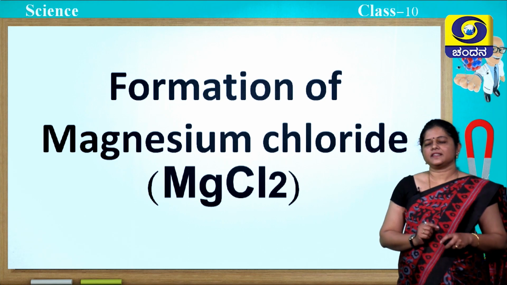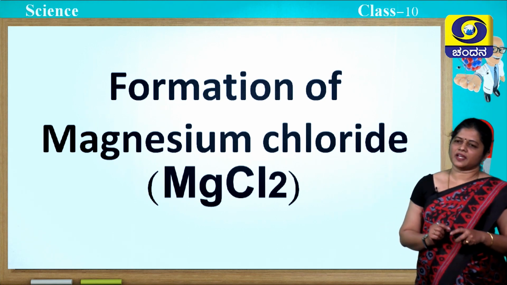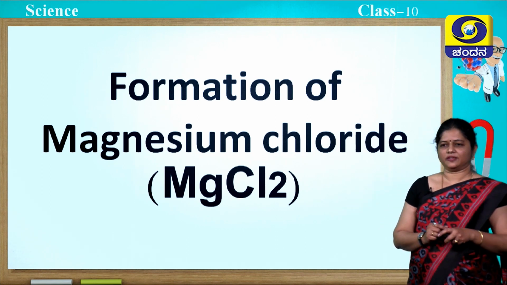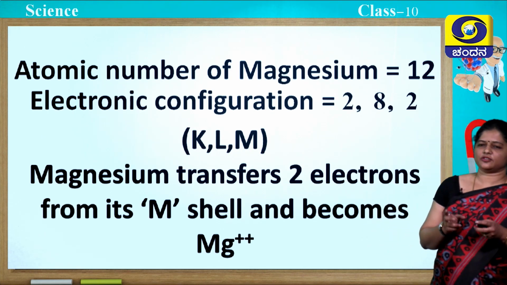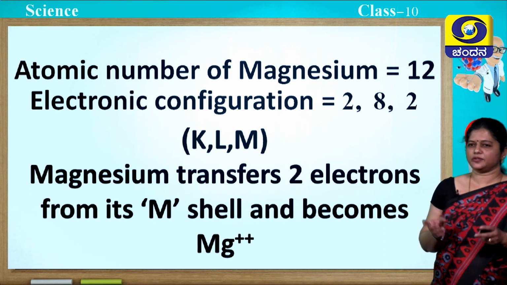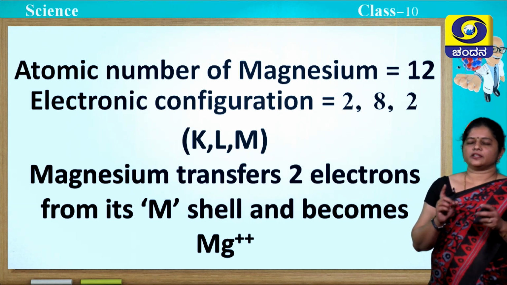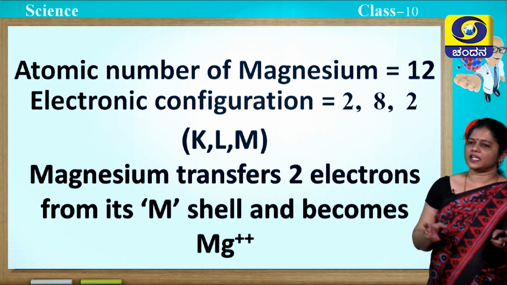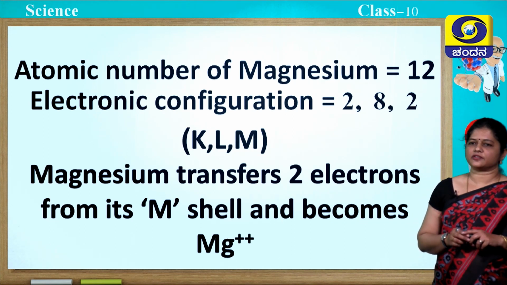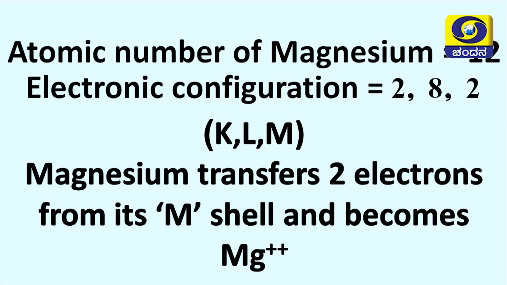Now, let us see the formation of magnesium chloride, which is another ionic compound. The atomic number of magnesium is 12 and the electronic configuration is 2, 8 and 2. It has got 2 electrons in the K shell, 8 electrons in the L shell, and the M shell, that is the valence shell, has got 2 more electrons. So, these valence electrons are transferred during a reaction. So, when magnesium transfers 2 electrons from its M shell, it becomes Mg2 plus.